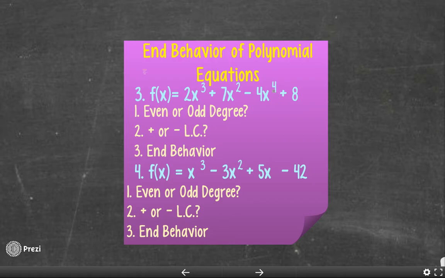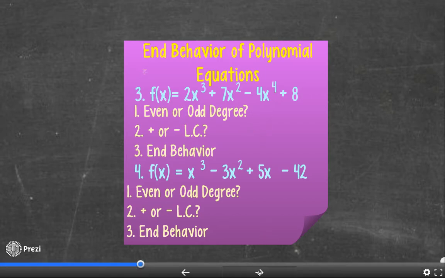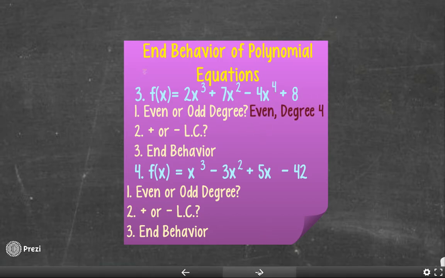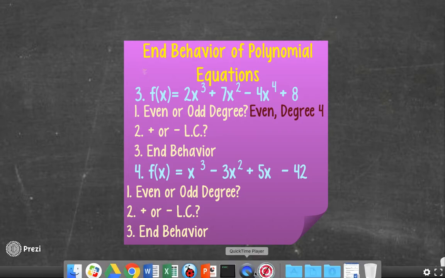It is not in standard form, you guys, so be careful. Sometimes I'm sneaky and I don't put things in standard form. Okay, so my degree is 4. That's my highest exponent, which is an even degree. So this is an even degree. It's degree 4. I want to know what the leading coefficient is.